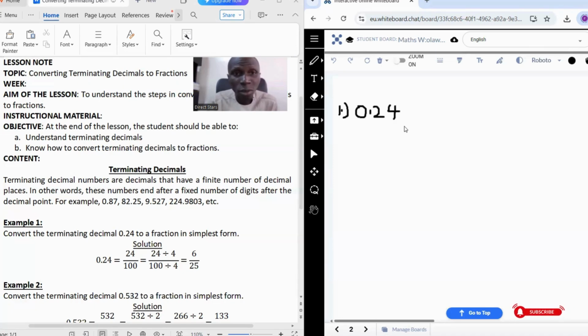So the first thing that we're going to do here is to find the place value of the last digit of the decimal number, which is this 4. This 4 is in its hundredths place, meaning that we have to divide 24 by 100.